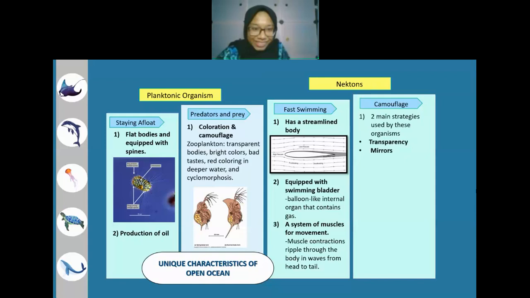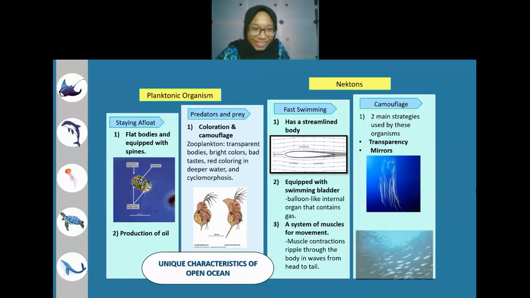And next is how do they camouflage? Camouflage is exceptionally challenging for pelagic organisms since they lack featureless nature such as rocks or corals. So they have two strategies to adapt in this ecosystem, which are first transparency and also mirrors. Transparency is common in animals in the open ocean, especially those who live in relatively shallow waters. It is found in plankton of many species and also larger animals such as jellyfish and also salps.